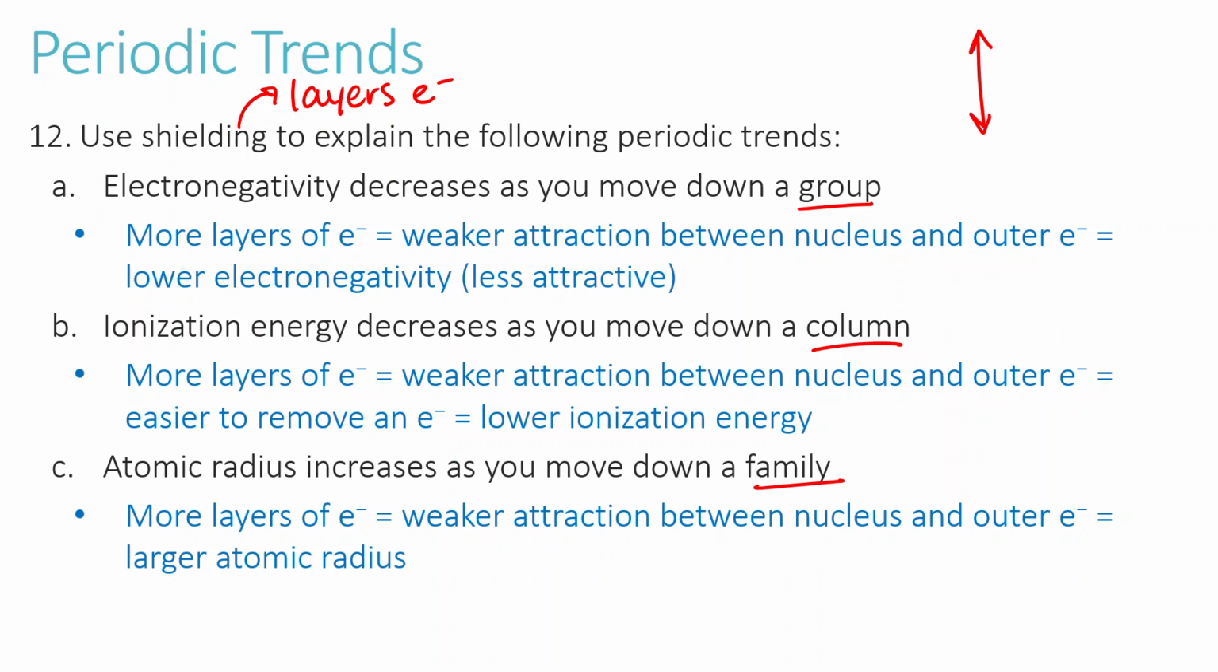Ionization energy is how much energy I need to remove a valence electron. As we get more layers of electrons, the attraction between the nucleus and the outer electrons gets weaker. It's easier to remove an electron, so we require less ionization energy. As we go down a column, the atomic radius also increases. This is because we have more layers of electrons. The attraction also gets weaker, so those electrons aren't going to be held as close to the nucleus. So that means that our atomic radius is going to get larger.